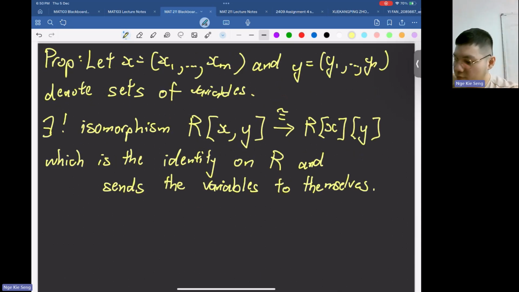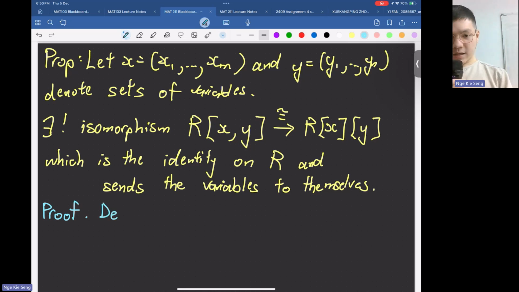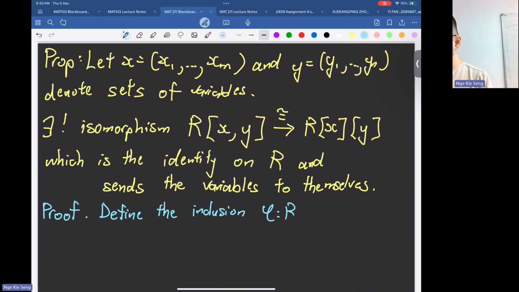So how to prove this? We're going to use the substitution principle here. Before doing that, we will define the inclusion map. Remember to use the substitution principle here, we need the little phi. So what does the little phi have to do? The little phi has to send R to R[x,y]. So you need to send the coefficients to the codomain here.